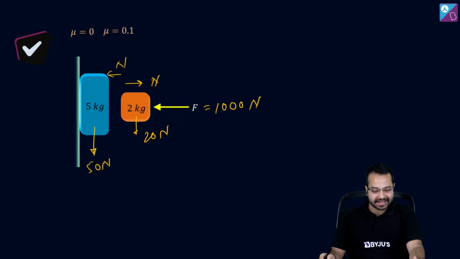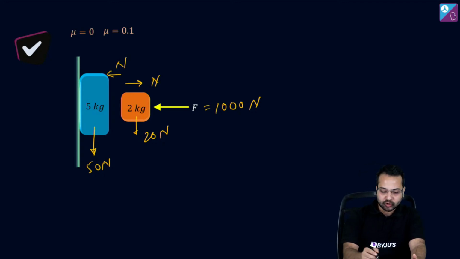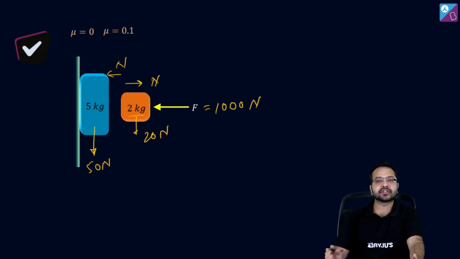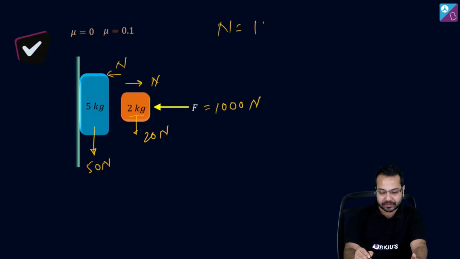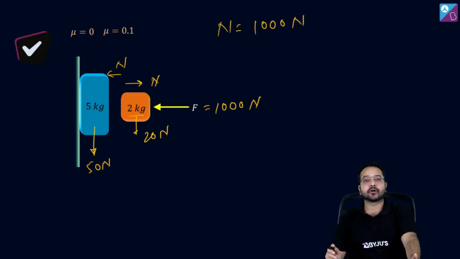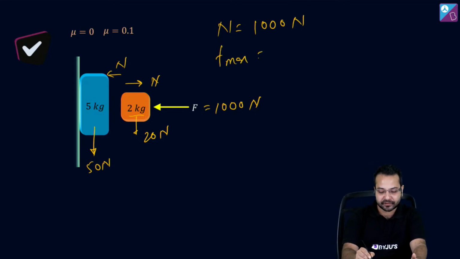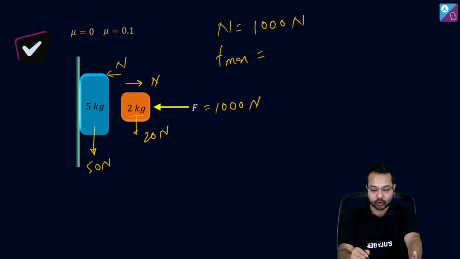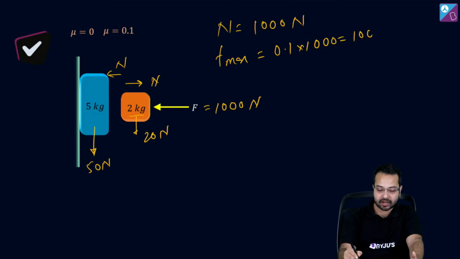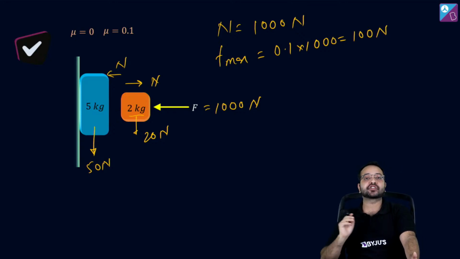Okay, and the tricky part is friction. What is going to be the direction of friction? Before we do that, let's find the maximum value of friction. If we look at the horizontal forces on this 2 kg block, then N is going to be 1000 Newton. If the normal force is 1000 Newton, then what is the maximum value of friction between the blocks? The maximum value of friction is going to be mu N, so it is going to be 0.1 into 1000, which is 100 Newton.